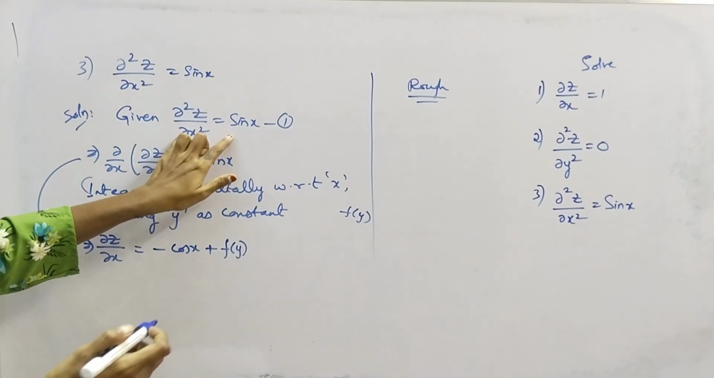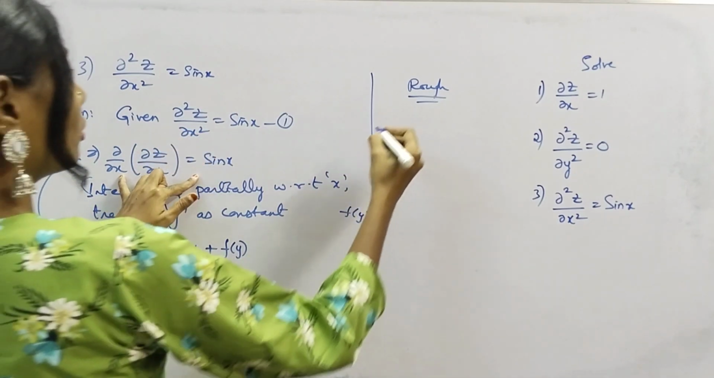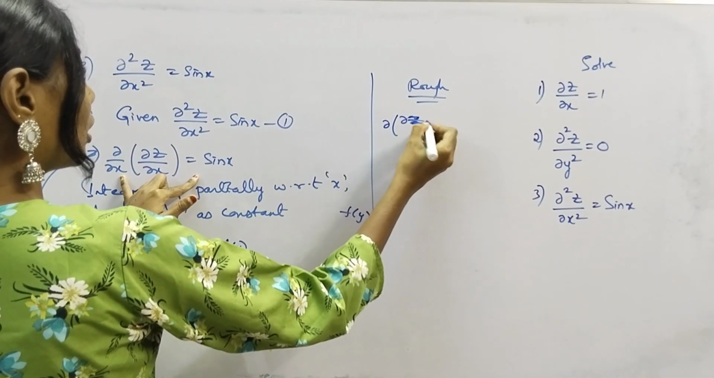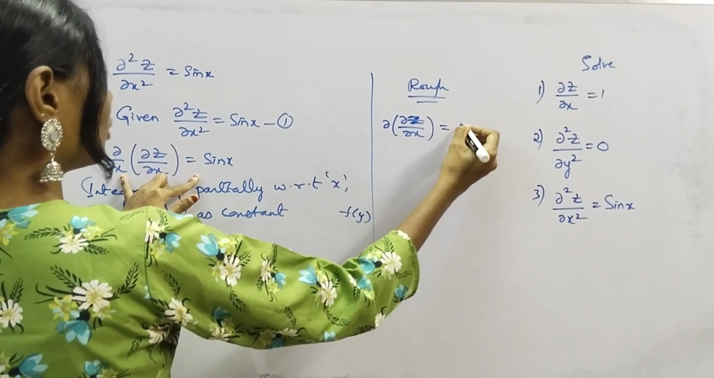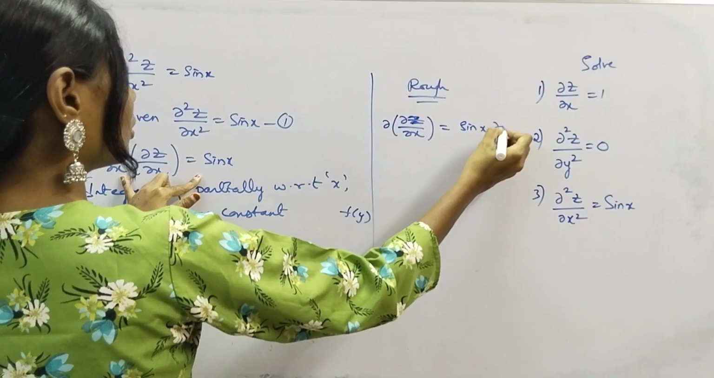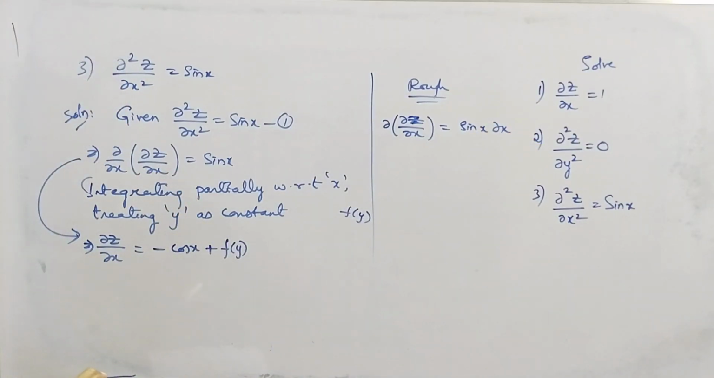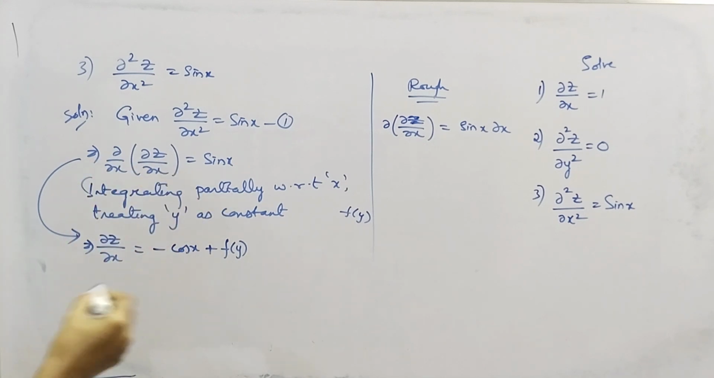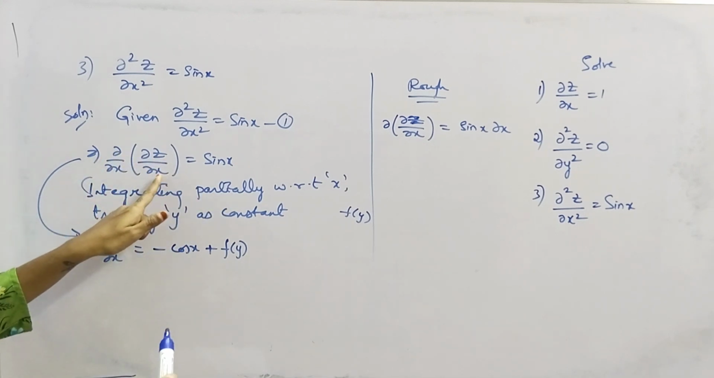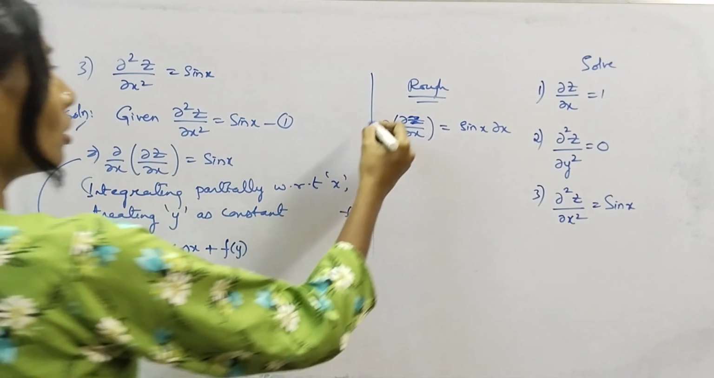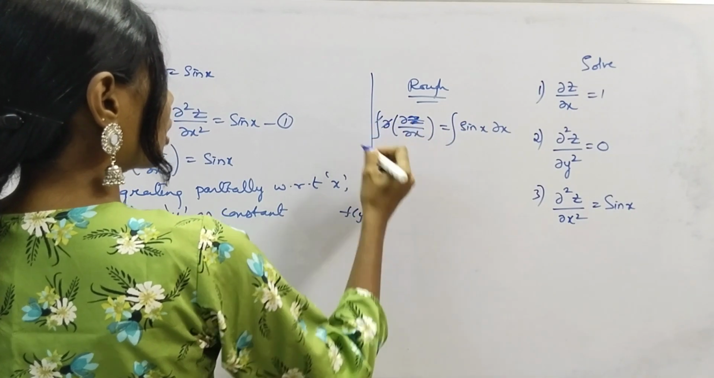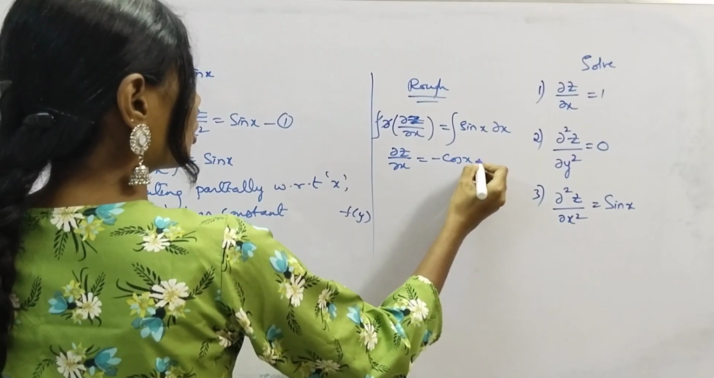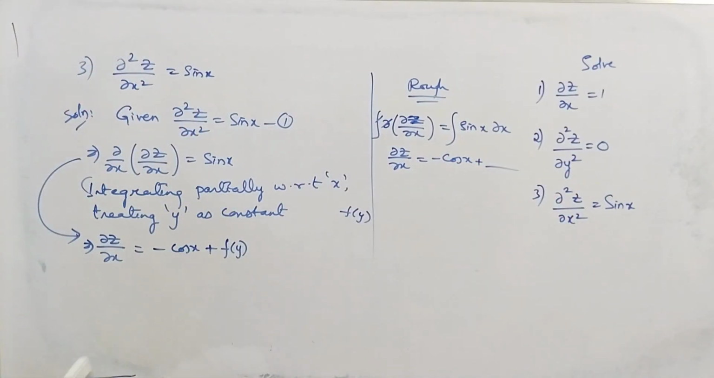So now we'll write this equation as this, right? You can write the same thing as, we'll take both sides, you'll multiply both sides of the equation with ∂x. Then you'll get ∂ of ∂z by ∂x equal to sin x ∂x, right? Now do integration. This ∂ gets cancelled and you'll get ∂z by ∂x equal to minus cos x plus constant of integration. This is what we wrote here.